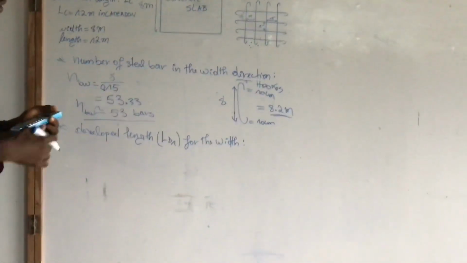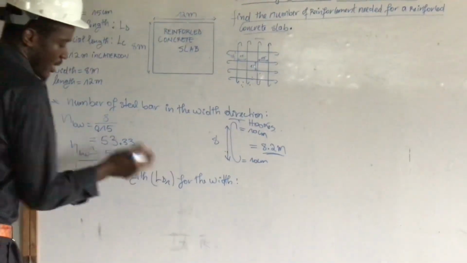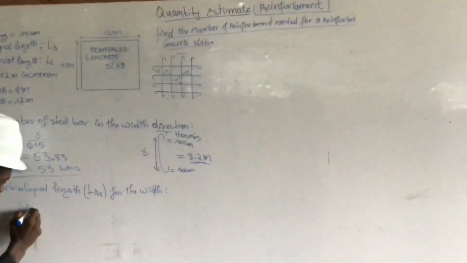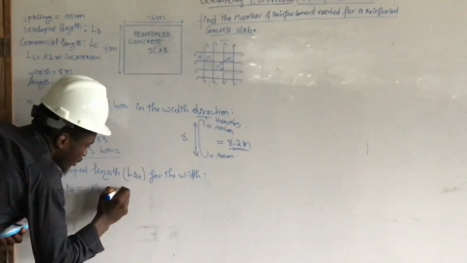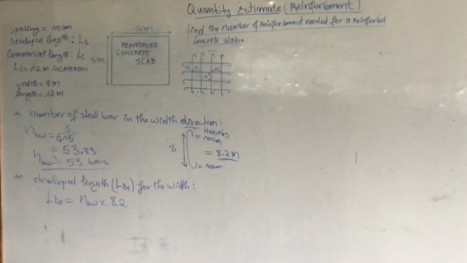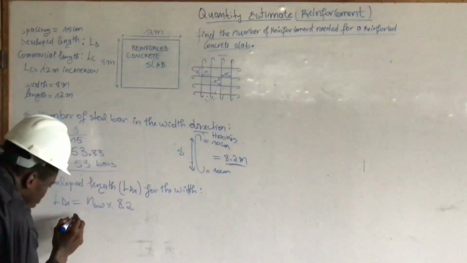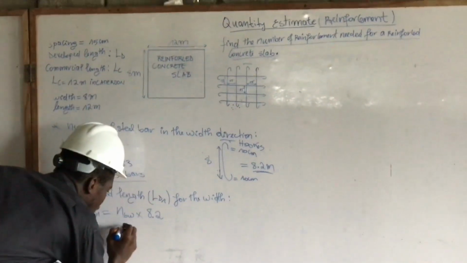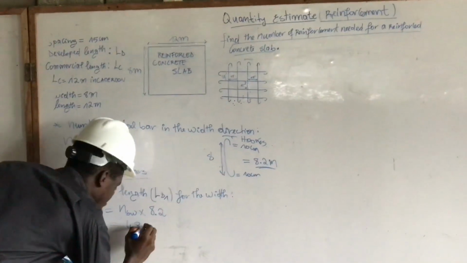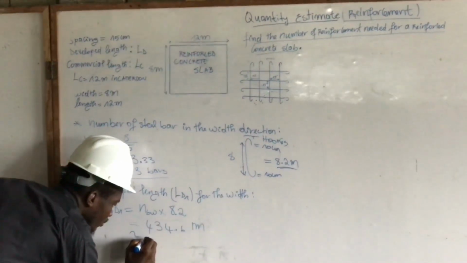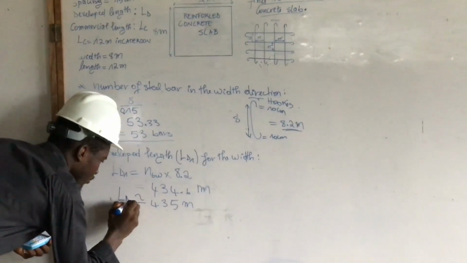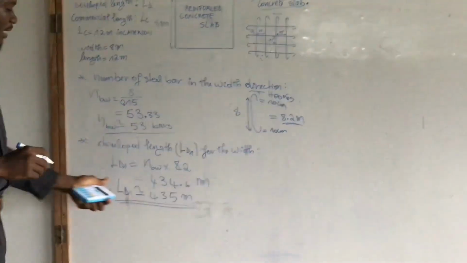We already know the number of bars that we need for the width. So to have the developed length LD1 for the width, we will write LD1 is equal to the number of bars for the width times 8.2, which is the length of one steel bar for the width. 53 times 8.2 gives 434.6 meter, which can be rounded up to 435 meter. So this is the developed length of the steel bar for the width.